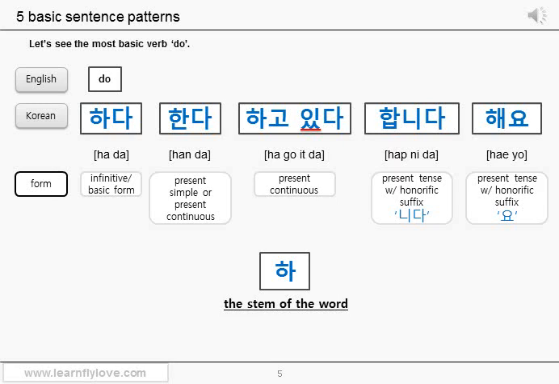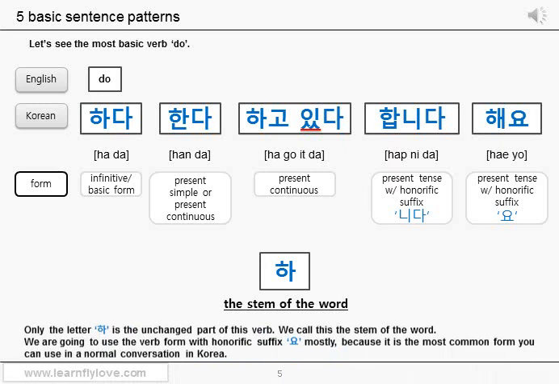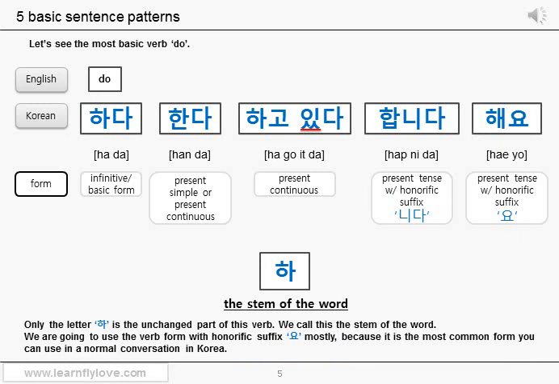Okay, since this page is super important, we're gonna recap this page. First, there's always a basic form of a verb or an adjective. We don't use the basic form in our actual conversation, but it's very important to know because that makes it easier for you to understand how to conjugate the verbs and adjectives. Conjugate means change. Second, we call the unchanged part of a verb or an adjective the stem of the word. For example, this 하 part of the verb do is the stem of the verb, and you can make the past tense or honorific form by adding things such as endings to this stem, okay?